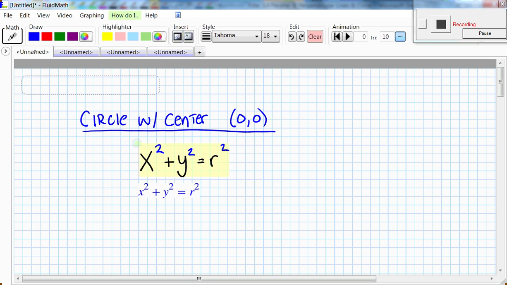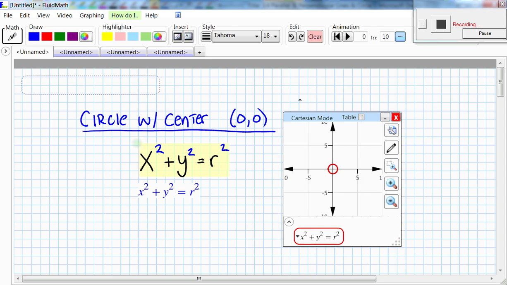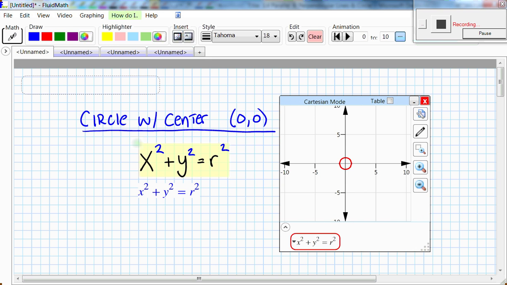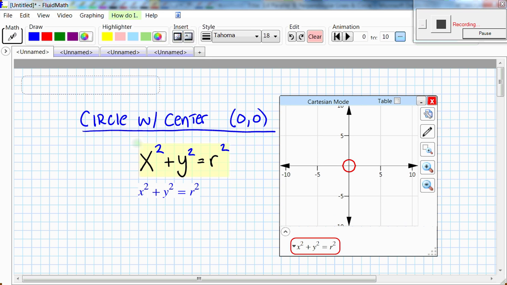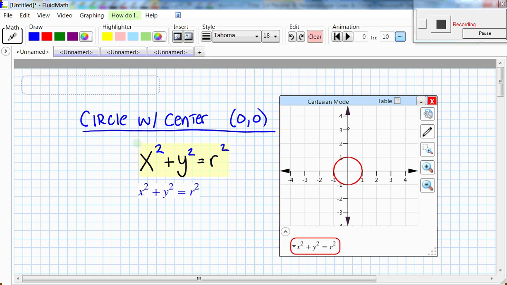So let's go to, there it is right here, same information. Circle with a center at 0, 0. Here's the equation: x squared plus y squared equals r squared. I already have it set up, so I'm going to go ahead and graph this for us. And check it out, we see an equation and a graph of a circle here. Super slow, lag time, no good. There we go. Let's bring this in a little bit, and let's go a little closer. There we go, that's better.